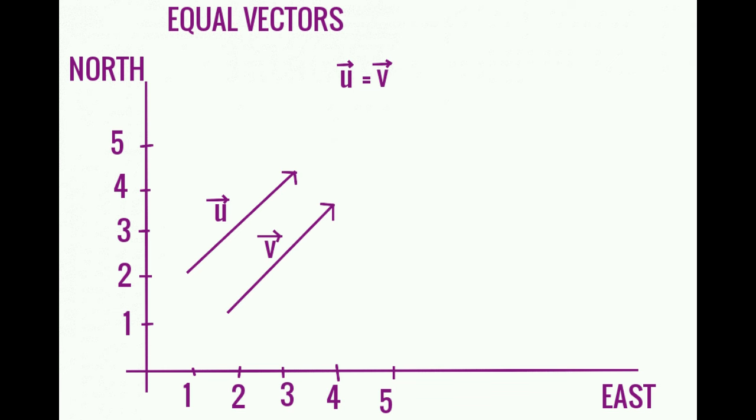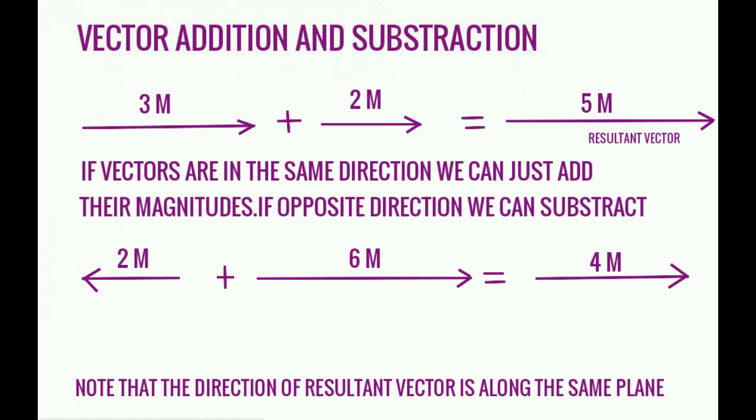Now let's see addition and subtraction. From the diagram you can see it's very simple. If vectors are in the same direction, we can simply add their magnitudes. For example, 3 meter plus 2 meter gives you 5 meter, the resultant vector. In the second example, you can see 2 meter going in the opposite direction plus 6 meter going in the other direction. The resultant vector is 4 meter. So we are simply adding because they are on the same plane.